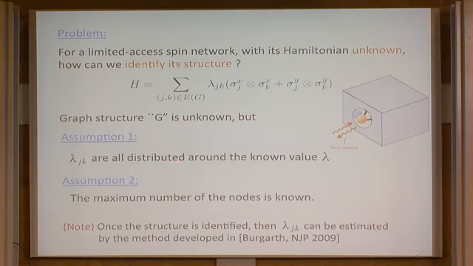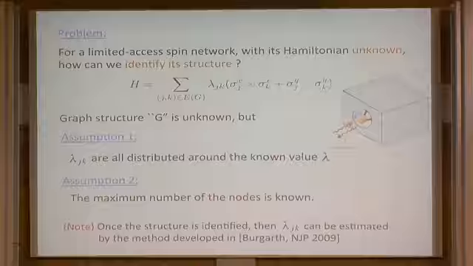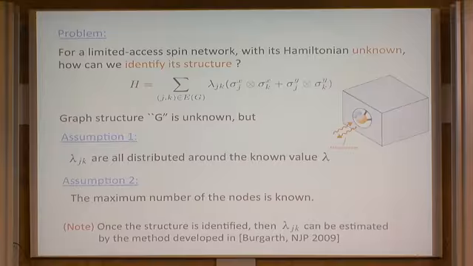For instance, if lambda is 1, then the true structure is connected with strengths like 1.1 or 0.9, something like that. But we don't know the exact value of the coupling strength. The other assumption is that the maximum number of nodes is known. For instance, at most 10 nodes are connected with each other, or something like that.